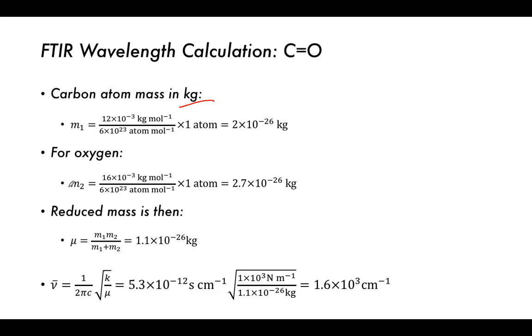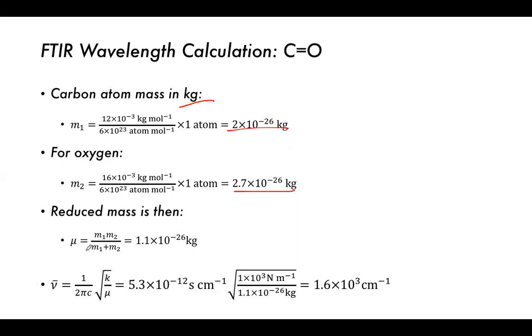Then for oxygen, we do the same. So the mass is going to be 16 times 10 to the minus 3 kilograms per mole, because usually they're 16 grams per mole. So 6 times 10 to the 23 atoms per mole gets a mass of this for oxygen. This is our mass for carbon, remember. So the reduced mass then is going to be the product of these two values over the sum of these two values, which will give us the reduced mass of 1.1 times 10 to the minus 26 kilograms.